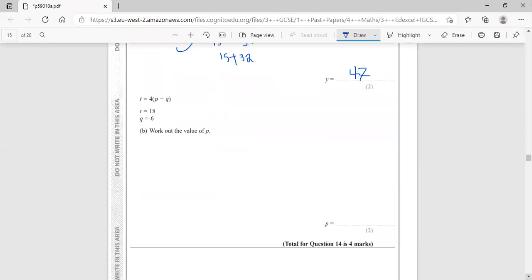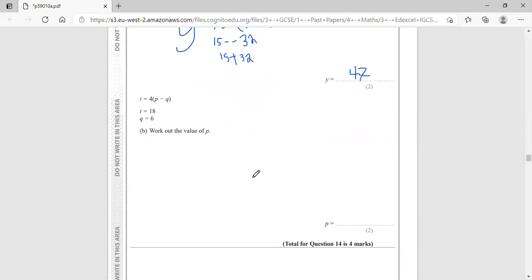Question B. T equals 4, then bracket P minus Q. Work out the value of P. So first of all, we need to rearrange the equation so we've got P isolated. So first step would be to divide T by 4 to get rid of the 4 on the right hand side. So we'll just have P minus Q. And then the next step, okay, is to add Q to both sides. So we've got P is equal to T over 4 plus Q.